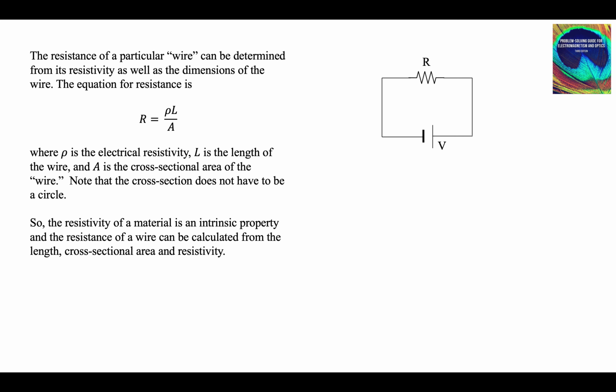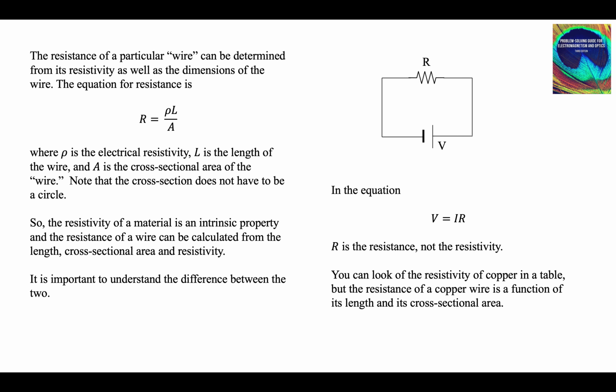You have to avoid plugging in the resistivity, the Greek letter rho, for the resistance in V is equal to IR. It's important to understand the difference between the two. V is equal to IR. That's the resistance, not the resistivity. You can look up the resistivity of an element or alloy in a table, but the resistance depends on its dimensions.